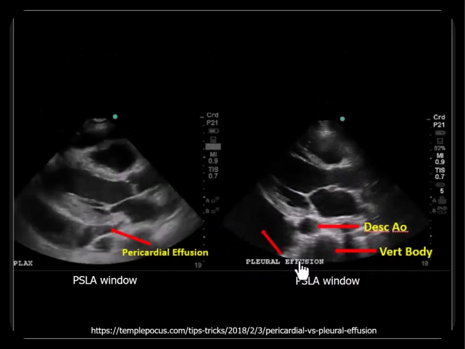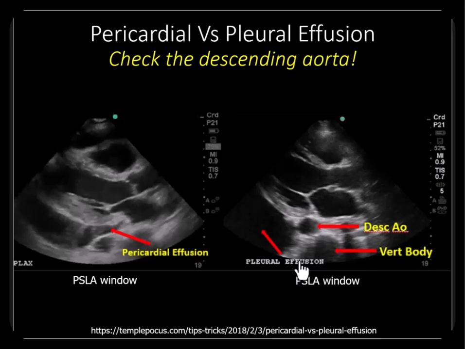Using our parasternal long axis window, the key is to look at the descending aorta. In the example on the left, we have a pericardial effusion, and we can differentiate that from a pleural effusion because it crosses the midline anterior to the descending aorta. In the example on the right, we have a pleural effusion, and we know that it's a pleural effusion because it's seen posterior lateral to the descending aorta. So when in doubt, you can always check another echo window. And if you think that you have a pleural effusion, don't forget to look at the lung at the PLAPS point to confirm.